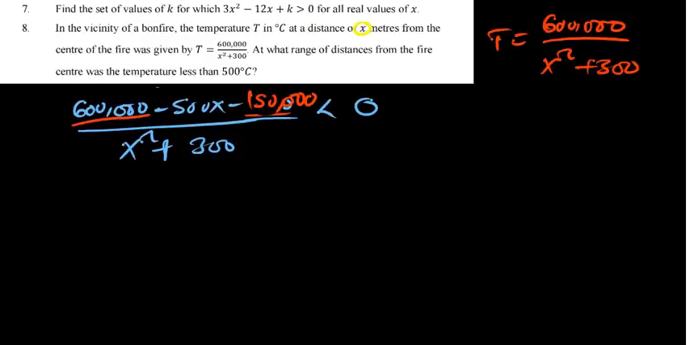Come on, let's do fast, guys. Yesterday you were active, today you are not active. Why? Is that fair? It's not fair. So what is 600,000 minus 150,000?